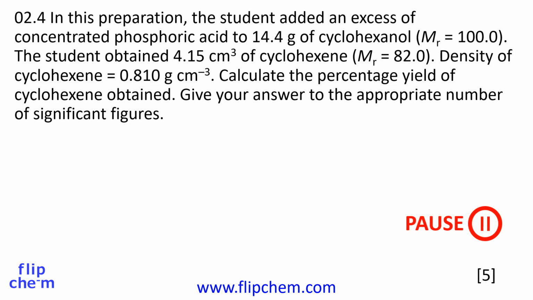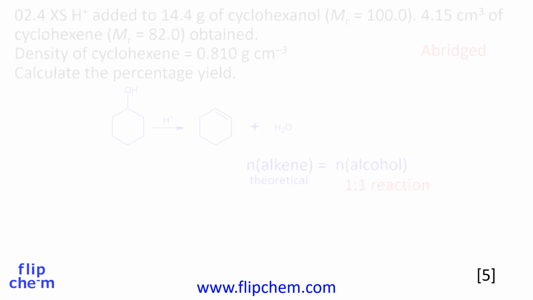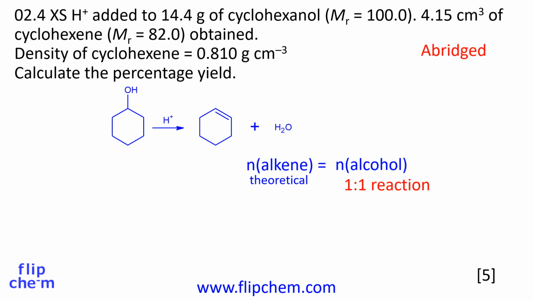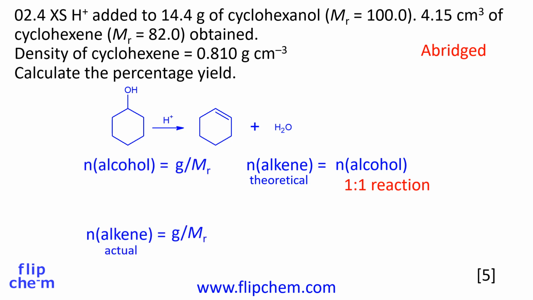Here's the next part of the question. Pause the video, have a go, and press play when you're ready for the answer. From the balanced equation, we can see that this is a 1-to-1 reaction. 1 mole of the alcohol will produce 1 mole of the alkene. We can work out the amount of the alcohol at the start of the reaction by using mass divided by molar mass. We can use the same equation to find out the actual amount of the alkene that is produced.